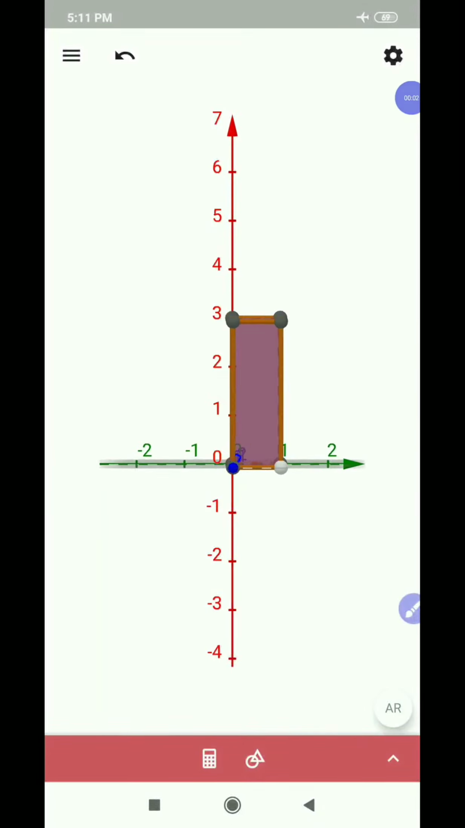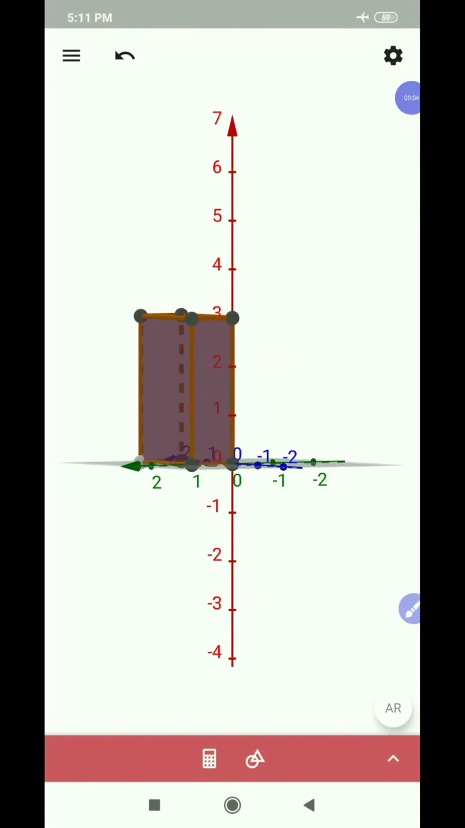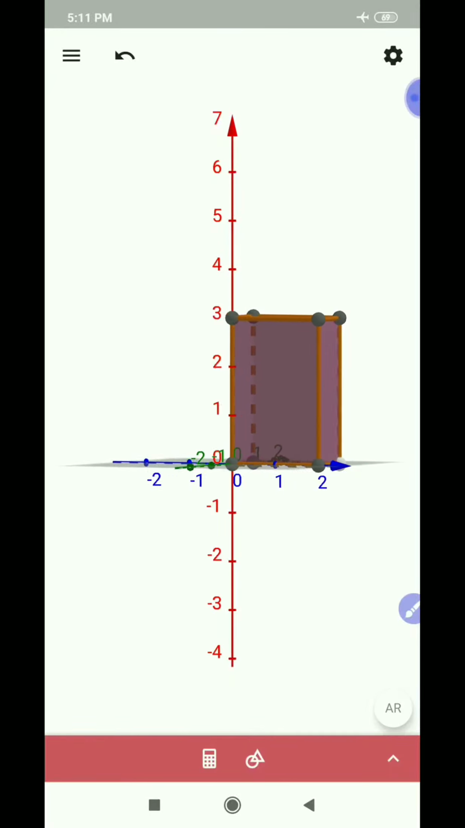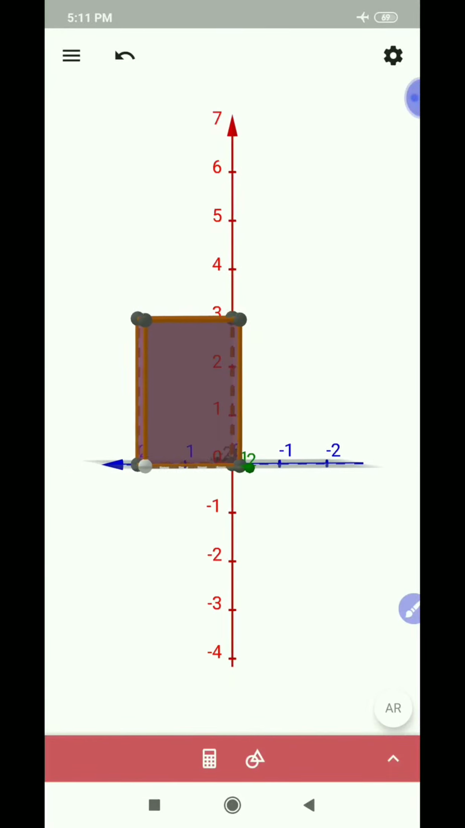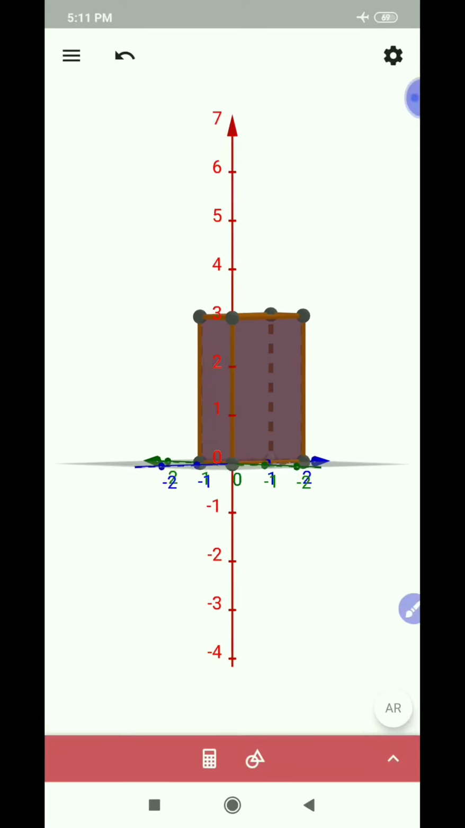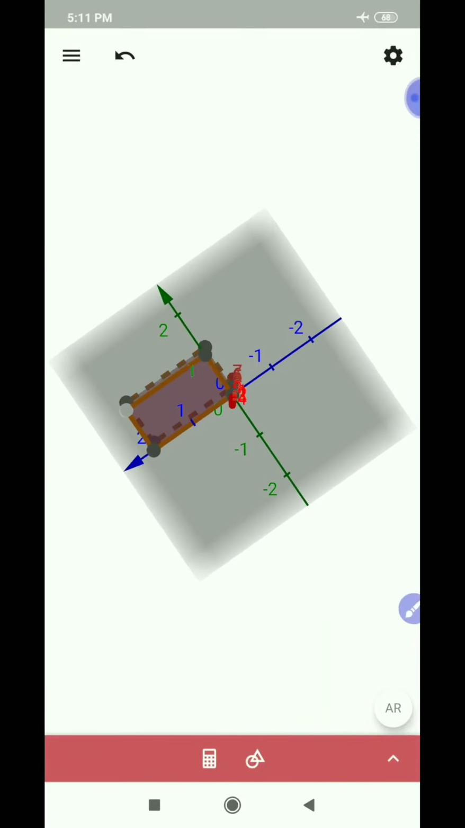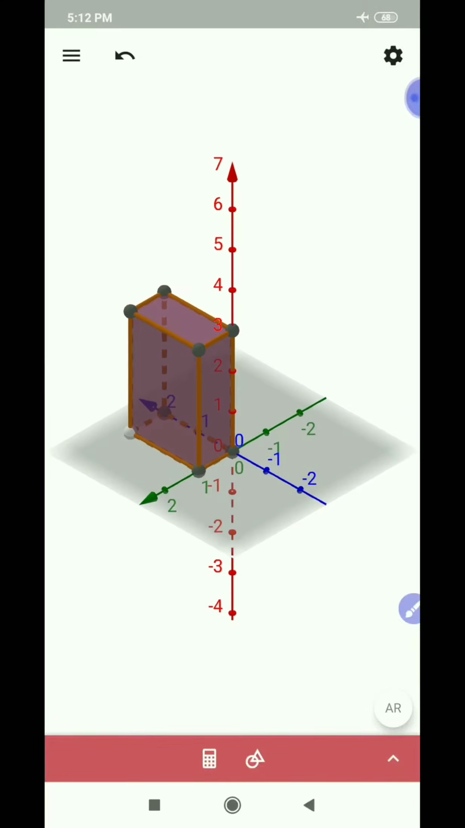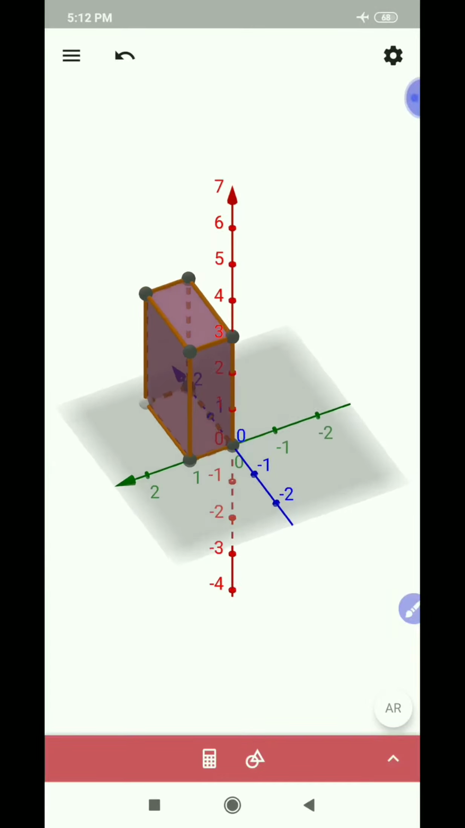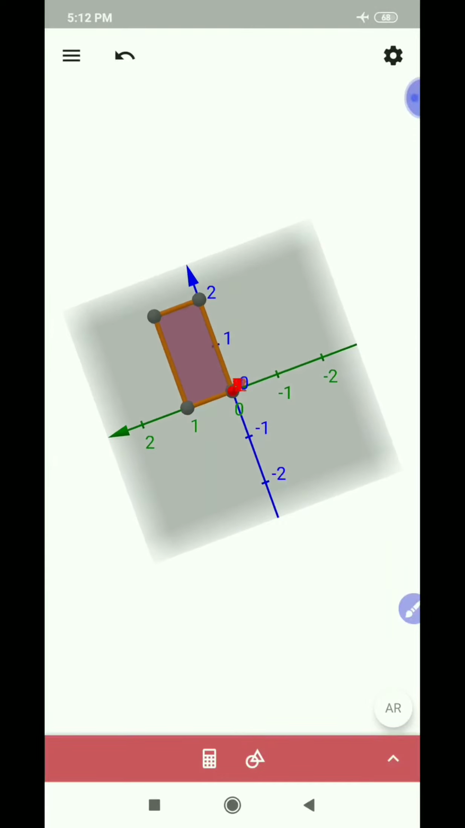Good morning, students. What is this figure? Do you know its name? Yes, it is a cuboid. Observe its base. What is the shape? Yes, it is a rectangle. Similarly, observe the top. What is its shape? It is also a rectangle.